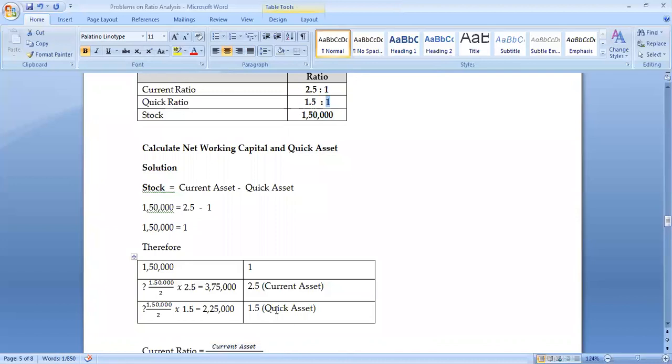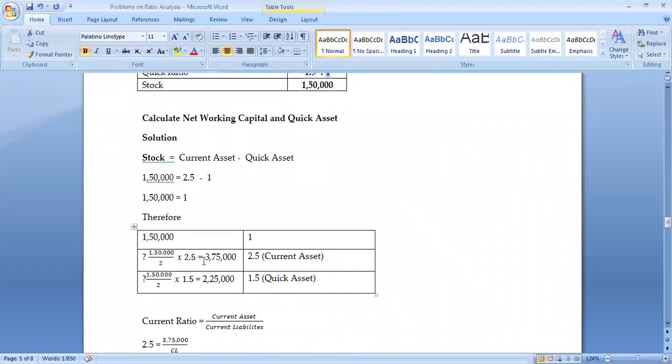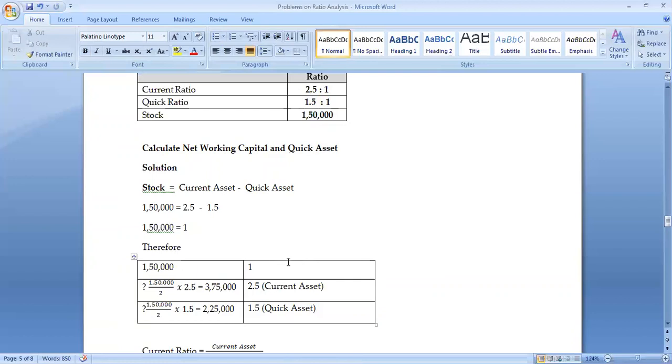Okay. So now find out in the same way. 1 lakh, it is 1.5. Okay. Not 1, it is 1.5. So 2.5 minus 1.5 gives you 1. Okay. So you have to find out the worth of stock for 1. So therefore 1, 5, 1, the current assets you can find out now.